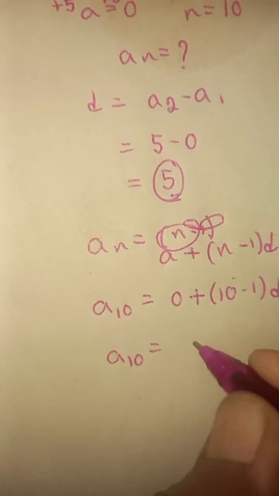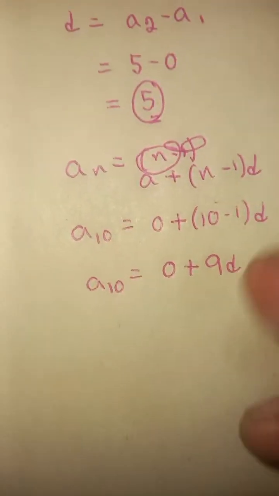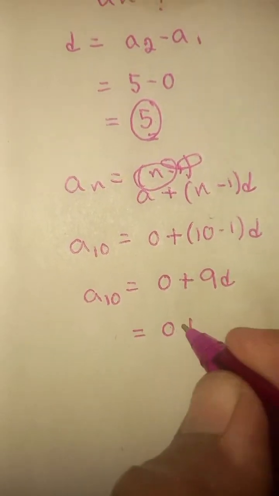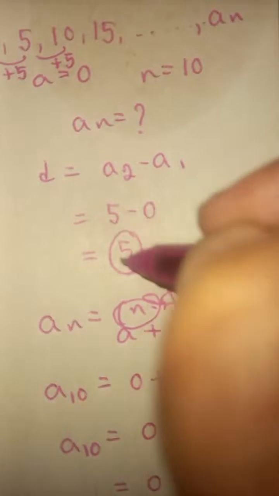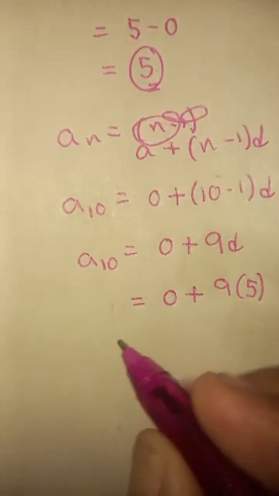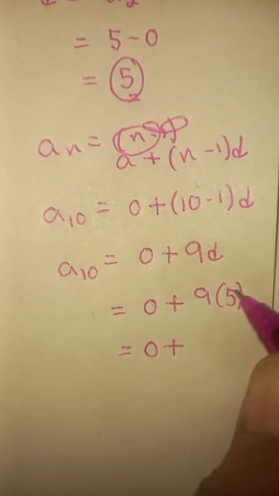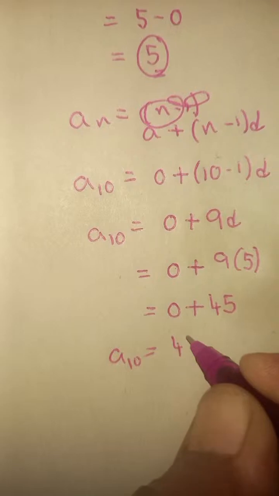So a10 equal to 0 plus 10 minus 1 is 9, 9d. 9d means it is equal to 0 plus, here the difference which they have given, we found it out, is 5. So it is 9 times 5. Now we get it as 0 plus 9 times 5 is 45. So the 10th term is 45.